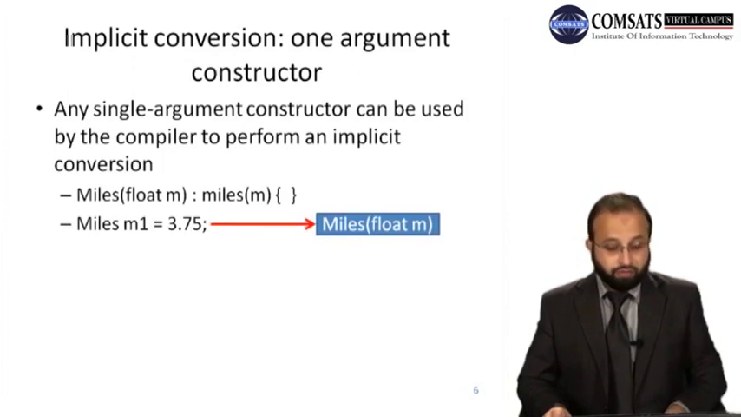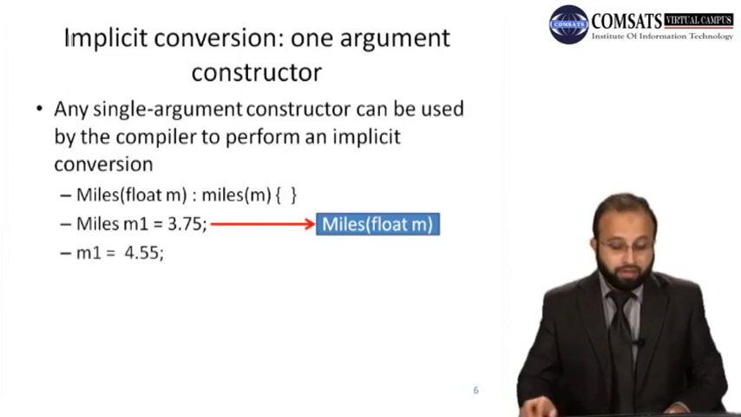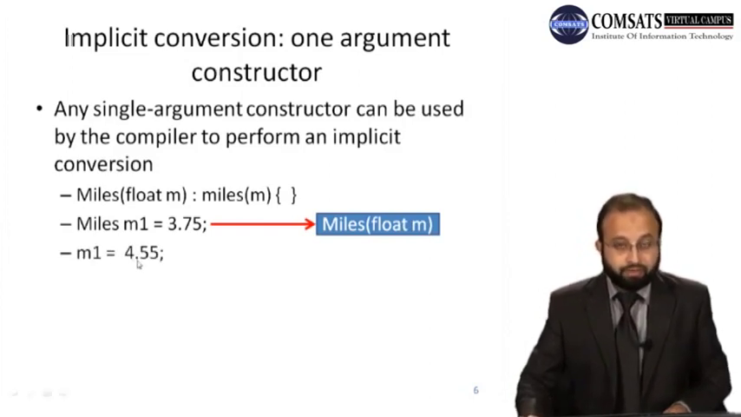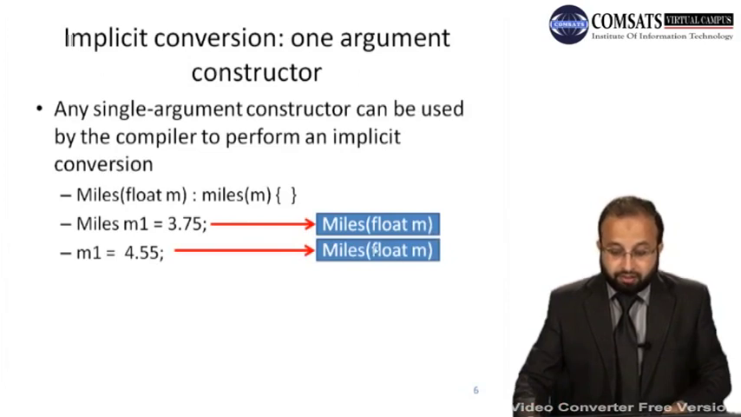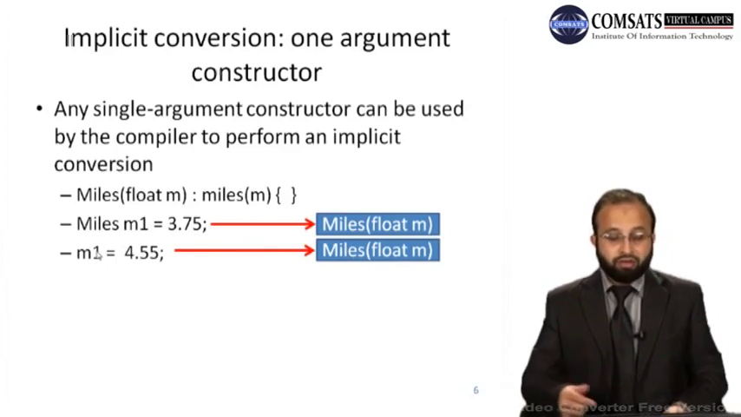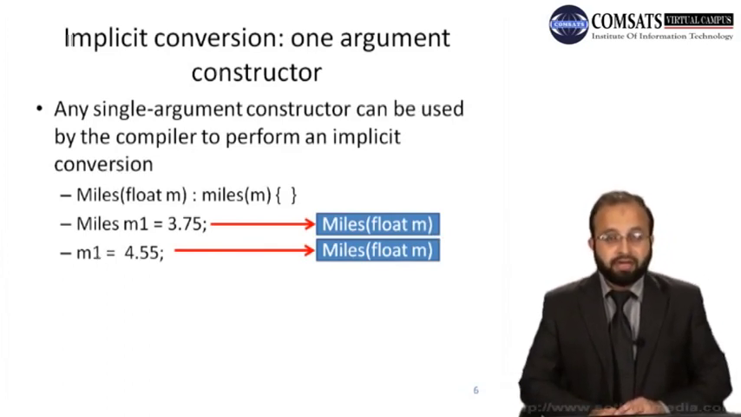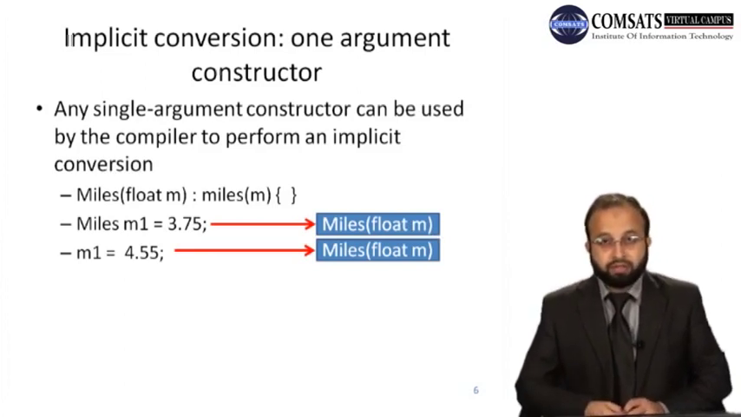ठीक है, this statement will invoke the constructor because you are creating an object. So what about this? If you write m1 = 4.55, then it will first pass this 4.55 value to that constructor and get an object, and then that object will be assigned to m1, and that is called implicit conversion. Automatically it performs that conversion from a floating point value to the Miles object, and then assigns that Miles object to the m1 object, of course whose type is Miles.